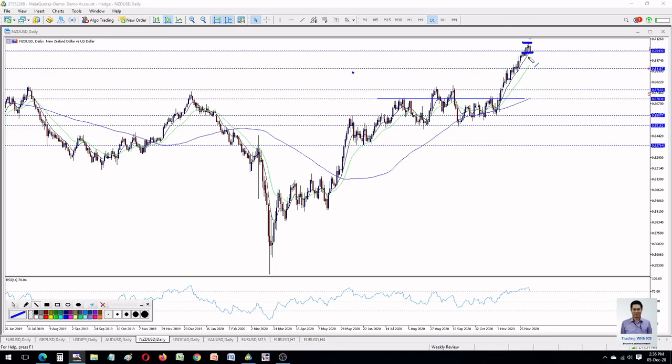If it breaks down, this is a support area. We want the price to come down here and bounce for you to buy, or come down to here and bounce for you to buy. These are the two areas for you to buy, with the stop loss below. We don't sell because this is an uptrend. A strong uptrend, you don't sell.